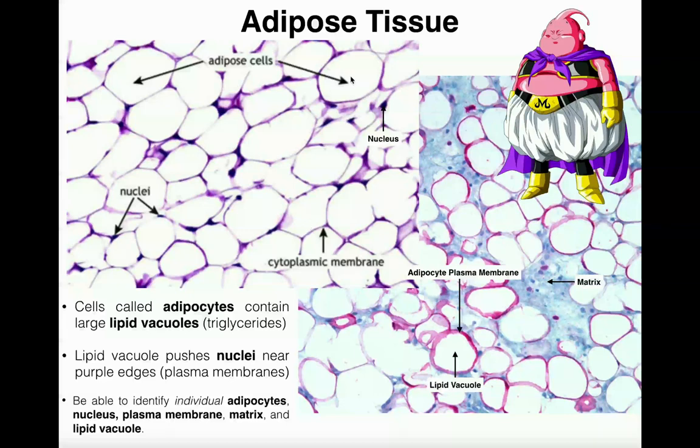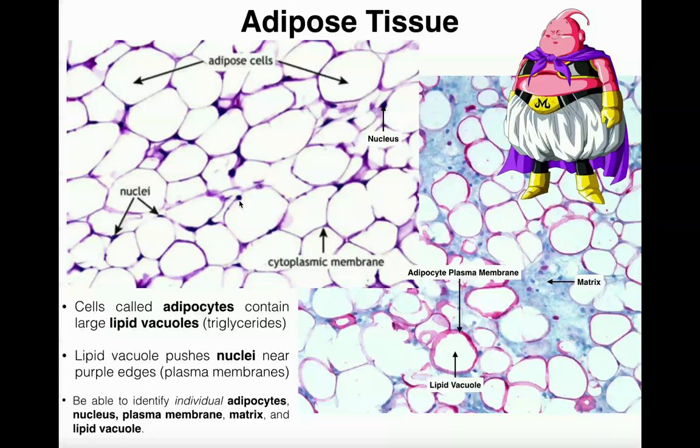Now, within these cells, the lipid vacuole is so large that it literally forces all the organelles of the cell toward the plasma membrane. And so what you see here is these nuclei, these much more darkened regions on the plasma membrane of each of these cells. Here's one right there where my mouse is. That is a nucleus of the cell. So the lipid vacuole is so large that it actually forces everything toward the walls of the cell. That is the plasma membrane.